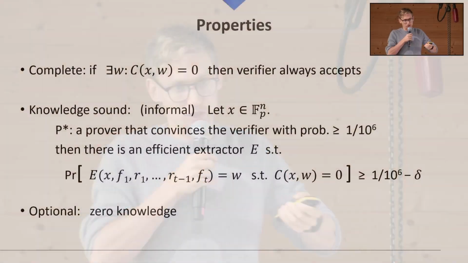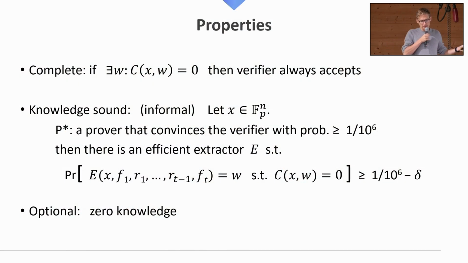The properties that we want from the polynomial IOPs are standard properties that we have in SNARKs. Completeness means that an honest prover can convince an honest verifier. Knowledge soundness means that if a prover constructs a convincing proof, then he must have known a witness. A little bit more formally, it means you can extract a witness. And then optionally, something that I will not talk a lot about today is zero knowledge. Zero knowledge means that the proof itself reveals no information about the witness.